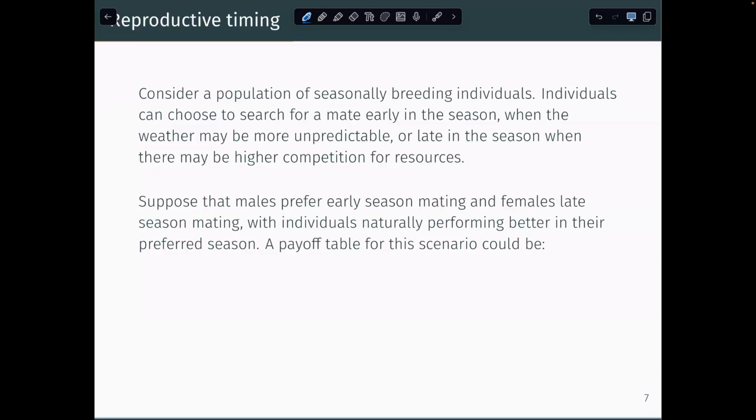As for reasons why things might vary, perhaps weather might be more unpredictable early in the season, so there's a bit of a gamble to this. That's why females perhaps may not want to mate early in the season. Males perhaps may not want to mate late in the season because there's more competition for resources. Maybe the males from the previous year have had a little bit longer to grow, and they're now competing with more males and females. So there are lots of different reasons why the timing of these things might be advantageous for one sex versus another, and why the advantages may vary over the course of the season.